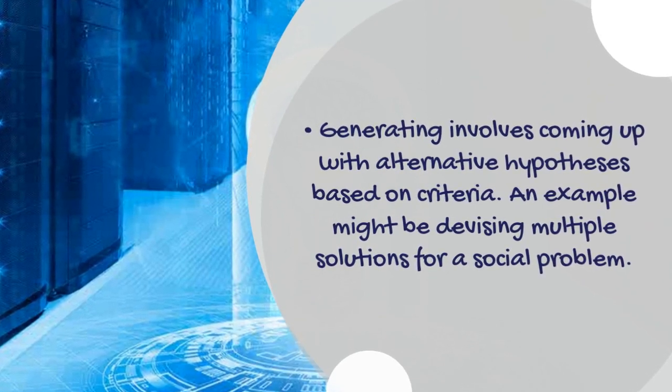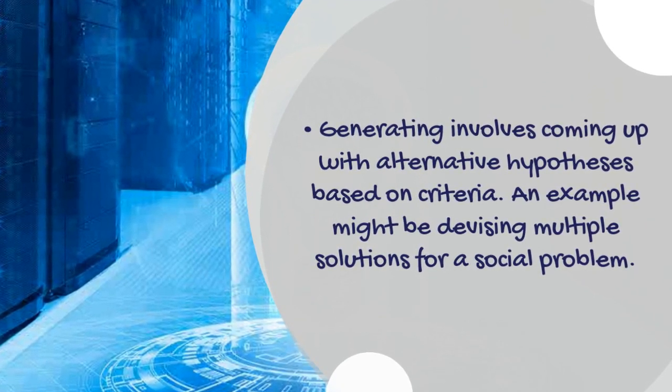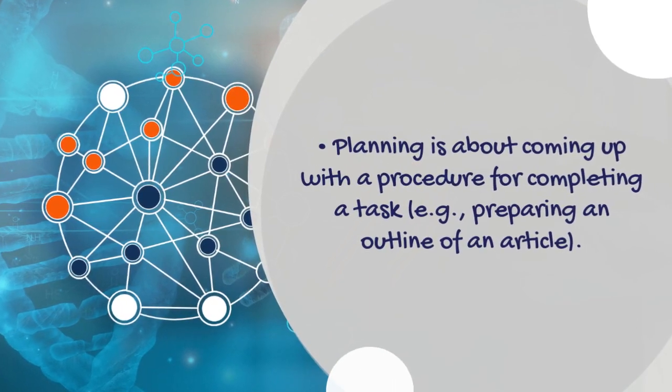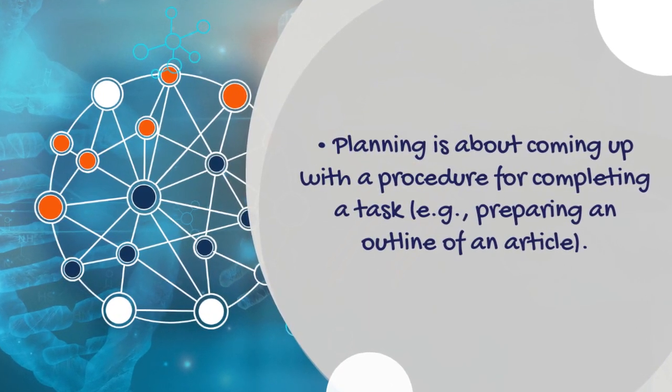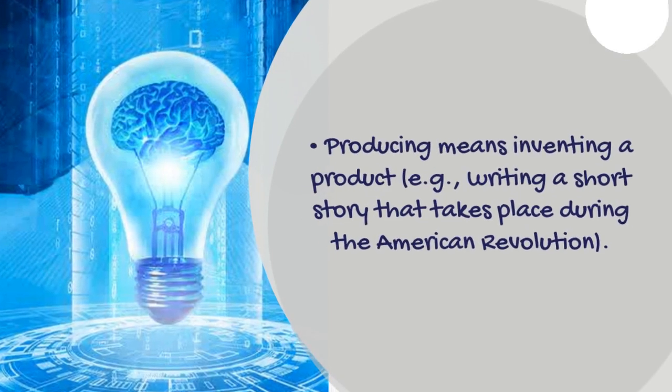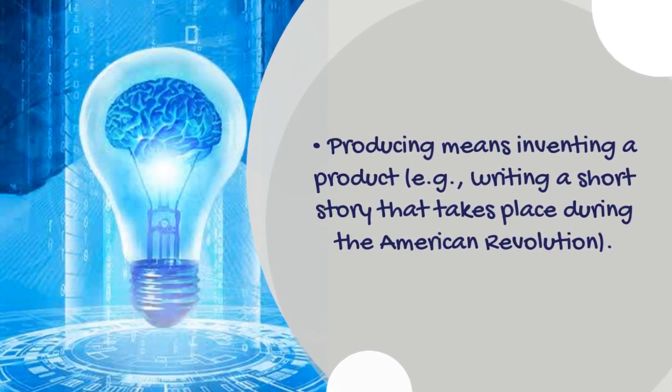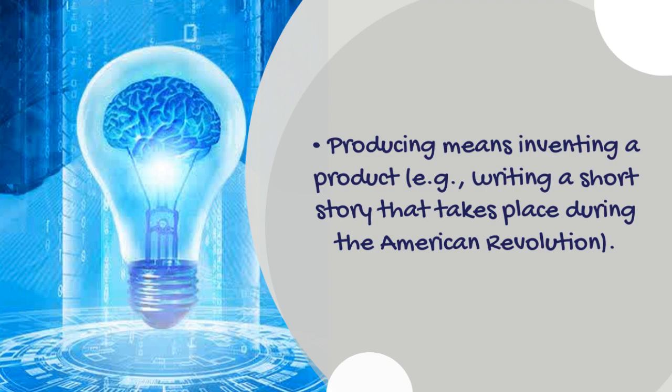Generating involves coming up with alternative hypotheses based on criteria. An example might be devising multiple solutions for a social problem, while planning is about coming up with a procedure for completing a task, like preparing an outline of an article. And producing means inventing a product, like writing a short story that takes place during the American Revolution, for example.